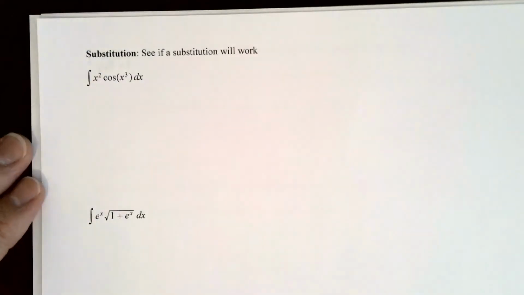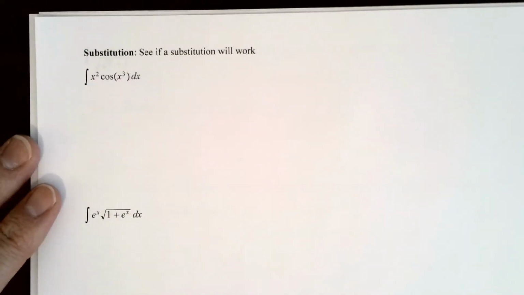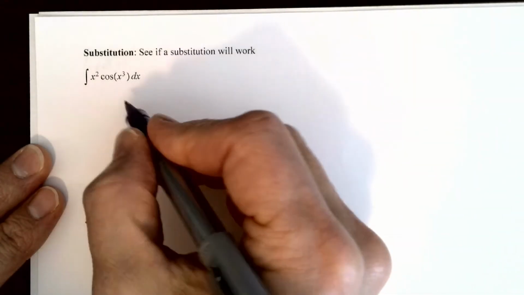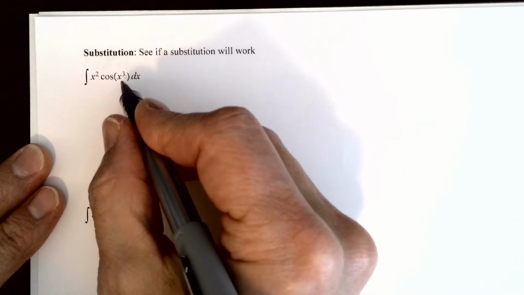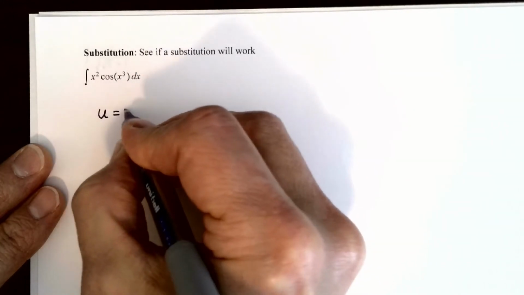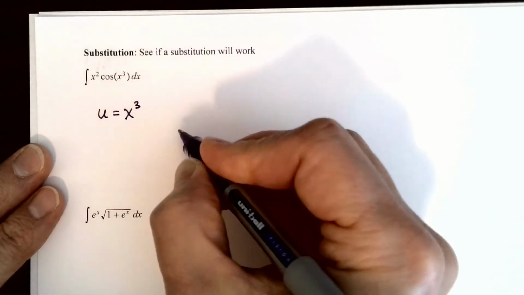And sometimes it does, sometimes it doesn't. Sometimes it requires a little extra work. So let's look at some of these. Here's a pretty easy one. Remember, what are we looking for typically? The typical substitution is to choose u to be the inner function of a composition. Not always. There's other types we've seen.